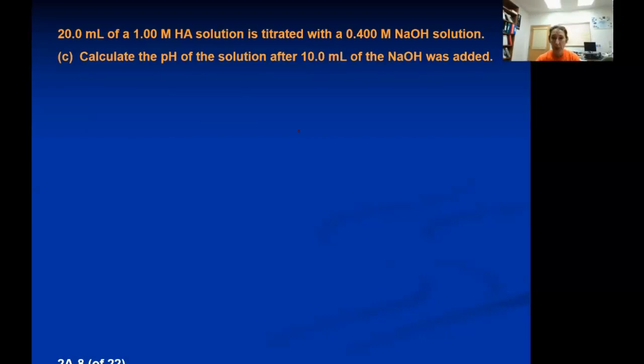Now the reason we have to use a mole table is because we have our moles of our HA, and from here we can get our moles of our NaOH. Remember, molarity times liters equals moles. We need to figure out how many moles of base are reacting with our weak acid. So that's why we have to do a mole table.